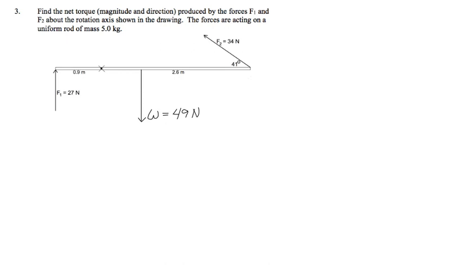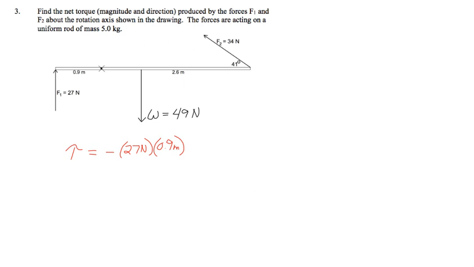So the first thing we want to do to get the first 10 points is to figure out the torque on this rod. So the torque equals, first we have this one. It's an up force and it's to the left of the pivot point, so it's making it go that way. That's clockwise, and clockwise is plus or minus? Minus. So it's going to be minus 27 newtons times 0.9 meters, because that's how far it is from the pivot point.